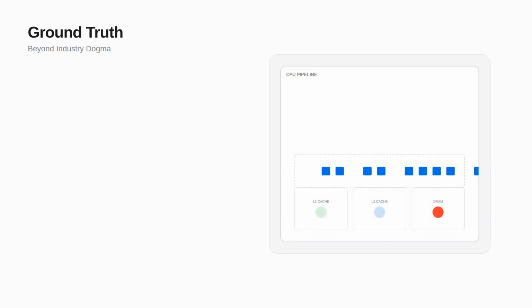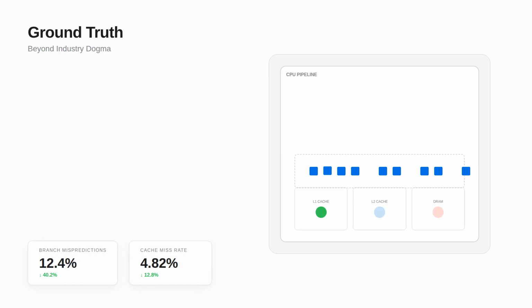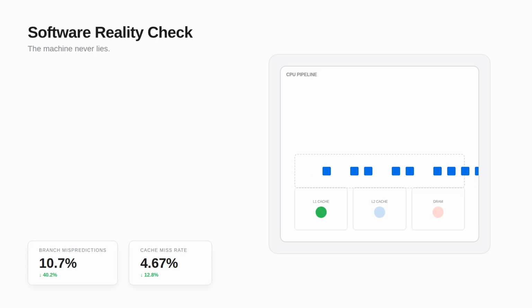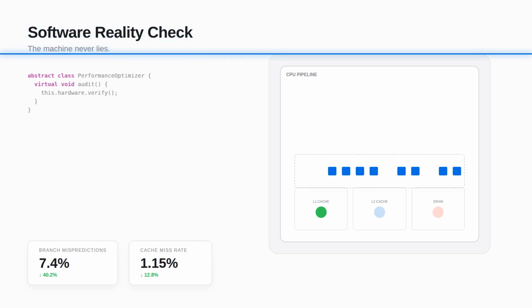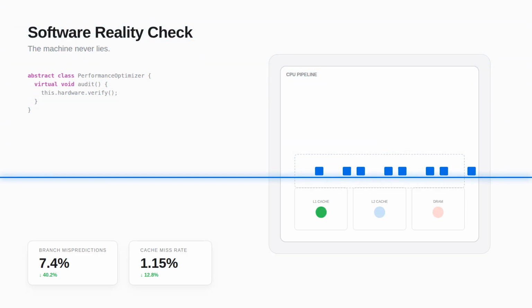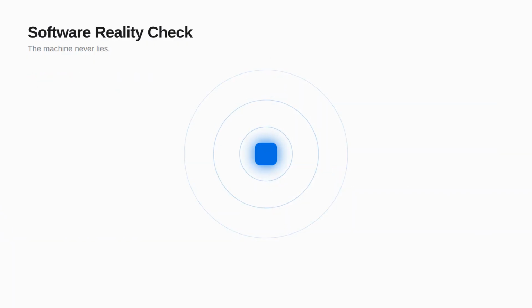This is the foundation of the software reality check. We don't guess, we audit. We map every high-level abstraction back to the physical reality of the machine. Only then can we distinguish between productive architecture and performance-destroying dogma. The machine never lies. You just have to know how to ask it the right questions.